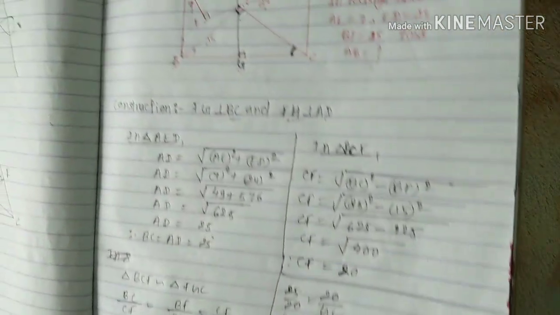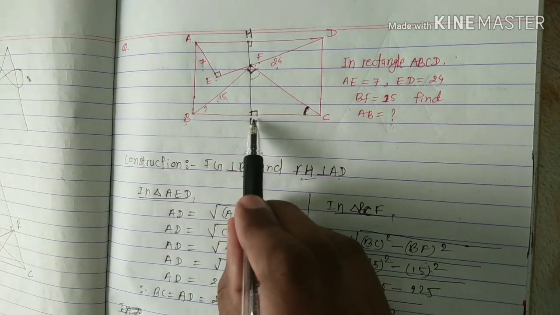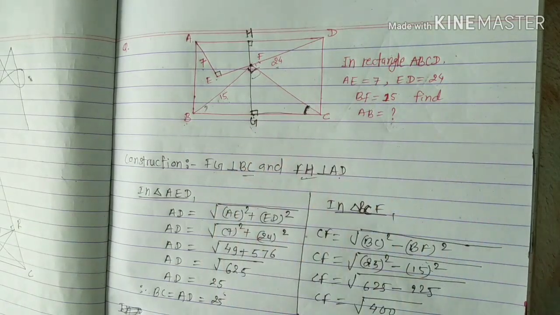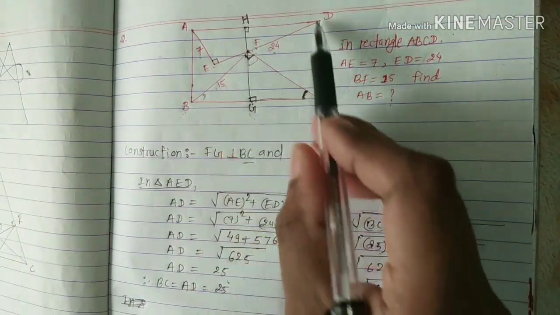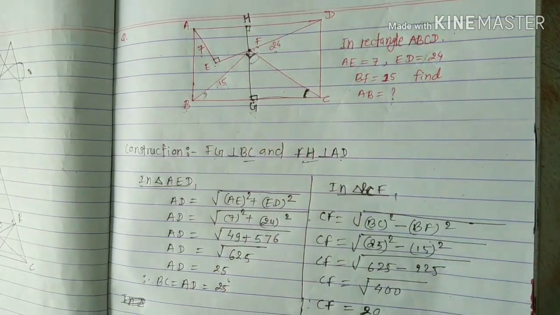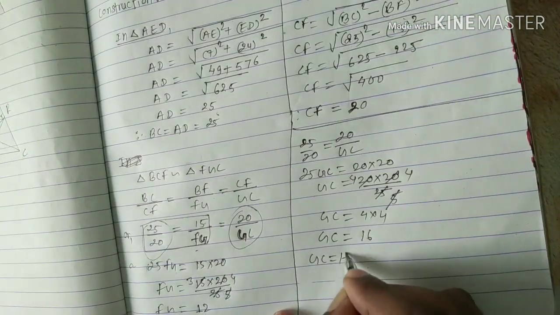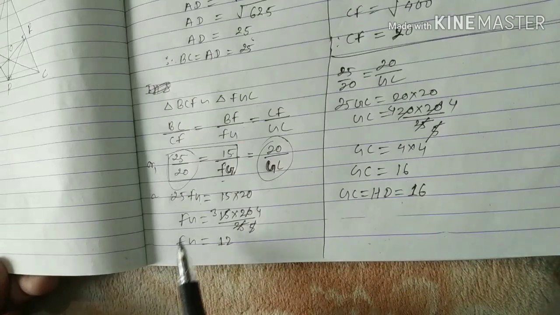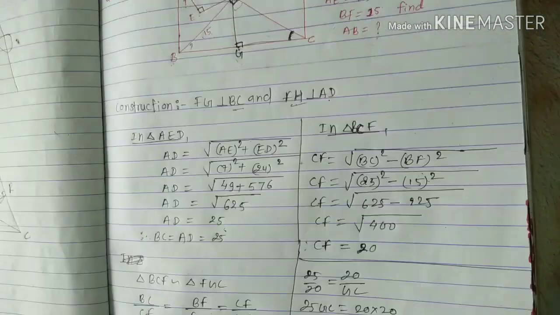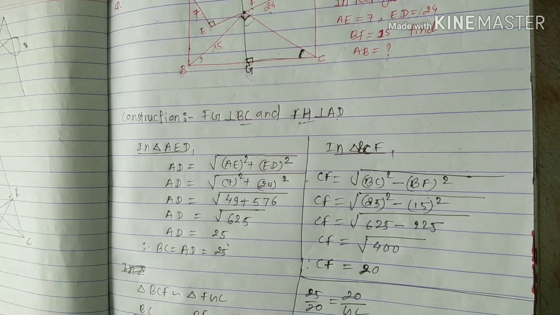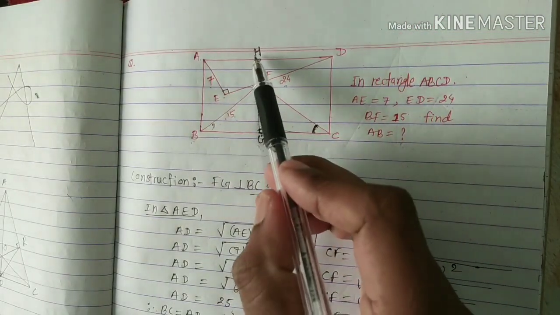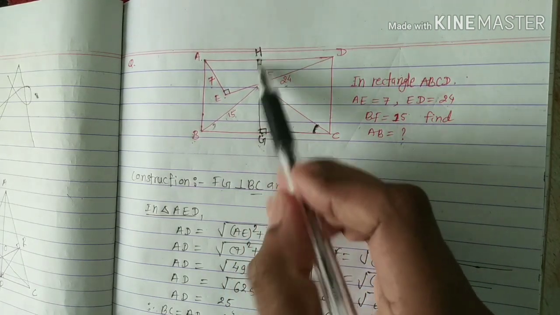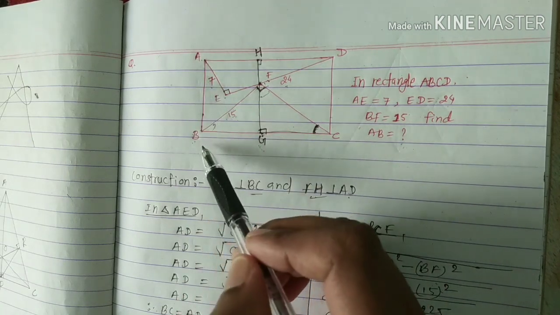GC is equal to 16, and as you can see in the figure, the GC side and the HD side will be equal, because they are opposite sides of a rectangle, and again we do have one rectangle. So GC is equal to HD is equal to 16. Both are 16. And FG is equal to 12, which I have already got. Now we need to find the length of FH. After finding the length of FH, we will add FG and FH, and that will be equal to the length of AB.